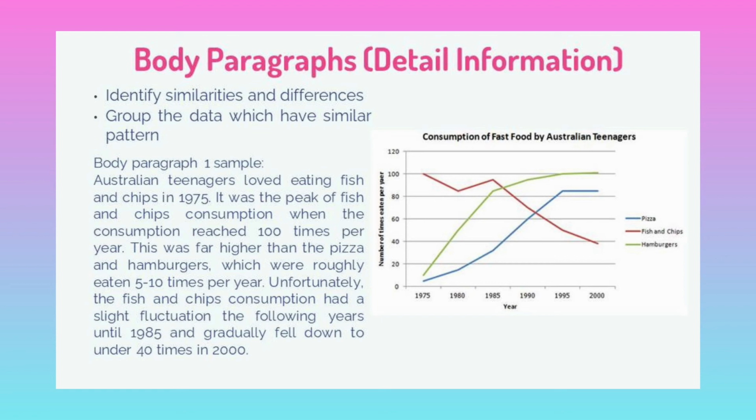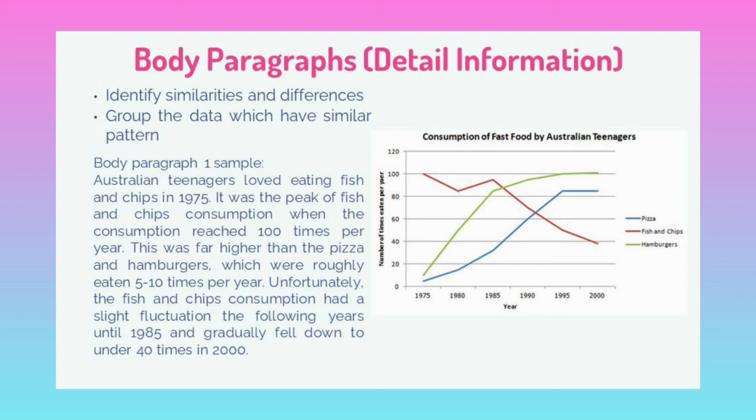Let's identify the pattern of this chart. This chart has 3 data, but it doesn't mean that we have to write each description of them into 3 separate paragraphs, but we have to identify the similarities and differences. This chart has 2 similar data, which are pizza and hamburgers, and 1 different data, which is fish and chips. Therefore, this chart will have 2 body paragraphs. It doesn't matter which group of data you are going to write first. This body paragraph sample chooses to write the fish and chips data first.